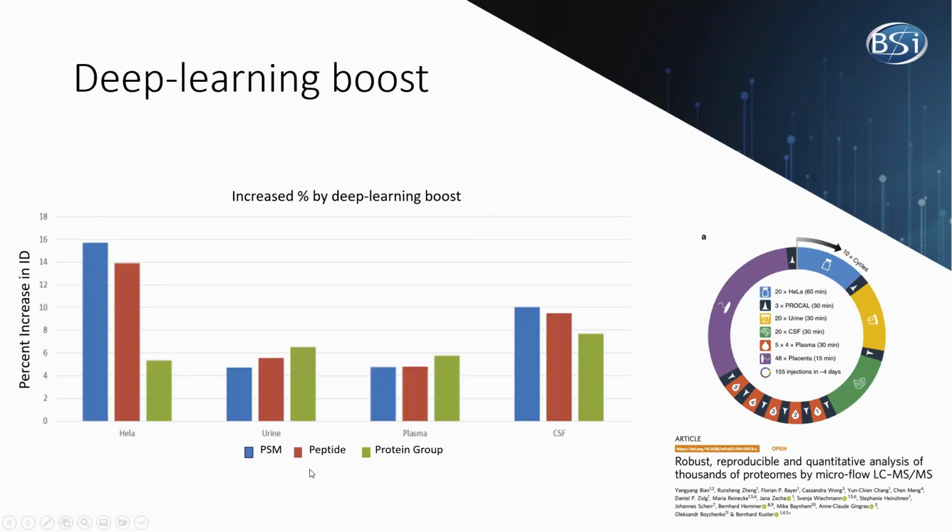So in general, we see about a 10% increase in PSMs, between 8 to 10% increase in peptide identifications, and for protein groups we see around 6 to 7% increase in IDs.